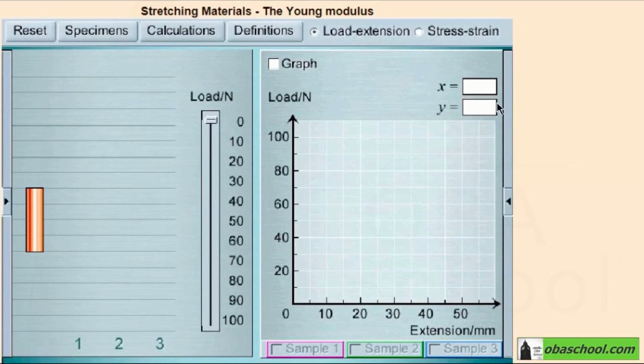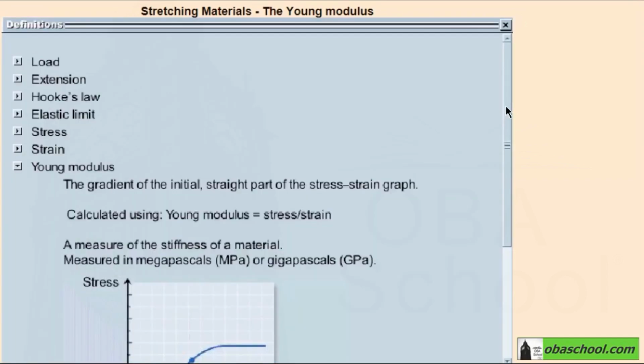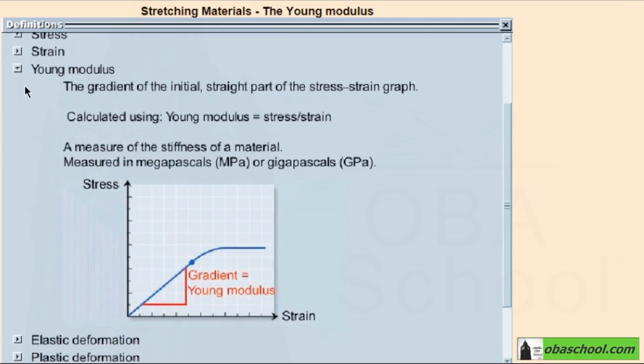Let's click Definitions and recall the definition of Young modulus. So, Young modulus is the gradient of the initial straight part of the stress-strain graph. This part right here. The part where the stress is proportional to the strain and where the material obeys Hooke's law. The Young modulus is calculated using stress divided by strain, which is the gradient of this graph, or what is known as the slope.